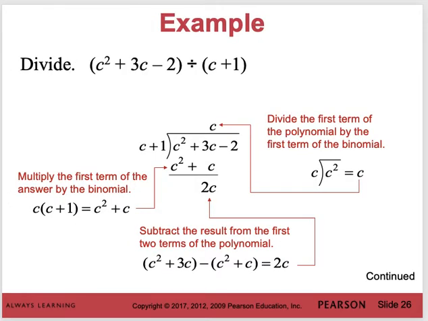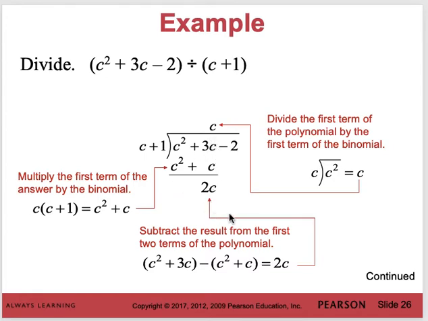Here is an example. Divide c squared plus 3c minus 2 divided by c plus 1. So we can set this up as a quotient with a divisor, placing c squared plus 3c minus 2 inside of our dividing box and c plus 1 on the outside. So we can multiply the first term of the answer by the binomial. C times c plus 1 would give us c squared plus c. Then we can subtract c squared minus c squared would be equal to 0. 3c minus 1c equals 2c.